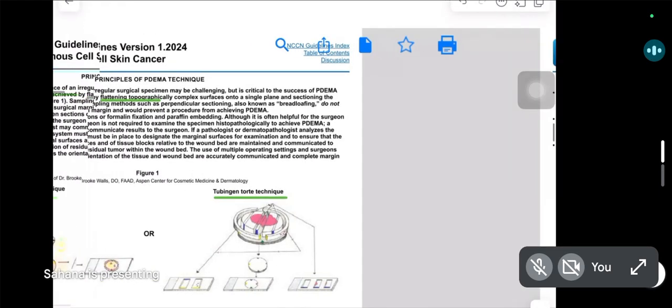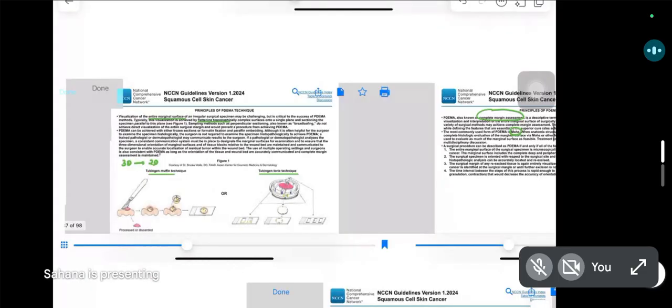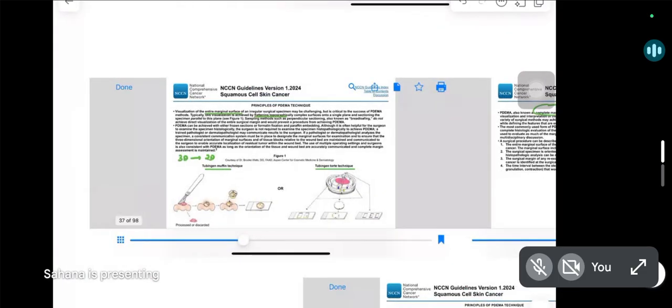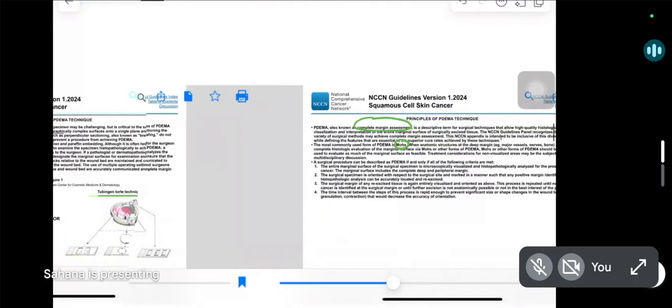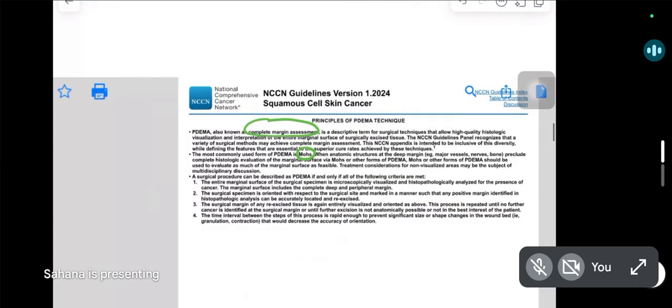So this is what is new that I found in NCCN. There's something called the PDMA technique. It is also known as complete margin assessment. It's a descriptive term for a surgical technique that allows for high quality histologic examination where the entire margin, peripheral and deep, is assessed at a time.